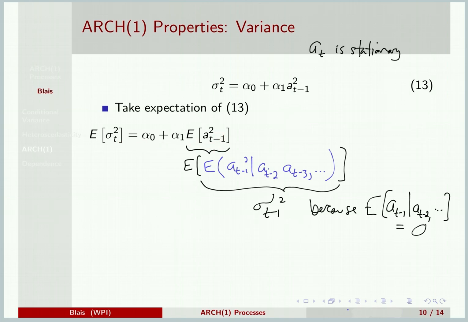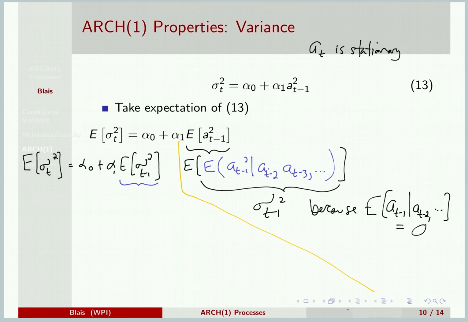So this equation becomes the expectation of sigma_t squared equals alpha_0 plus alpha_1 times the expectation of sigma_{t-1} squared. And now we use the stationarity to note that this expectation of sigma squared at time t-1 is the same thing as the expectation of sigma squared at time t. And we now can solve for this expectation.